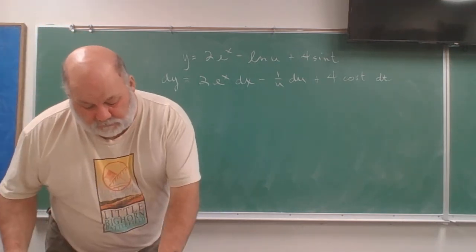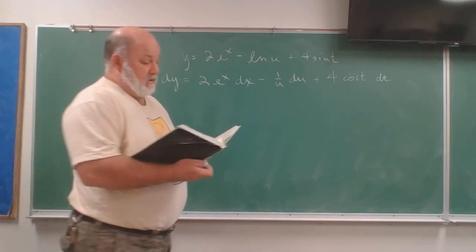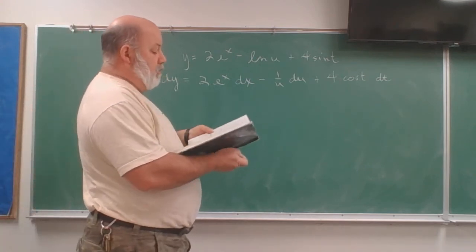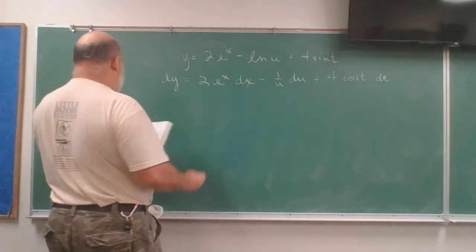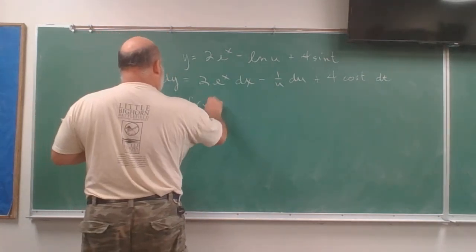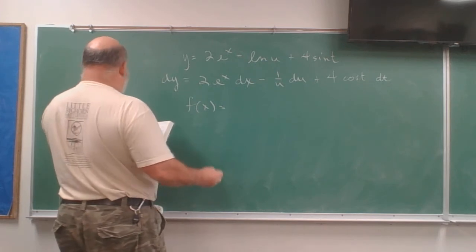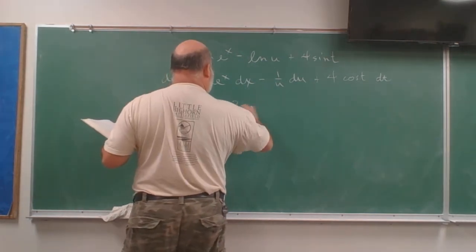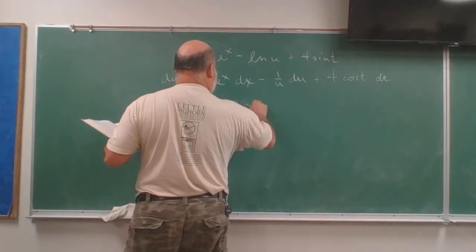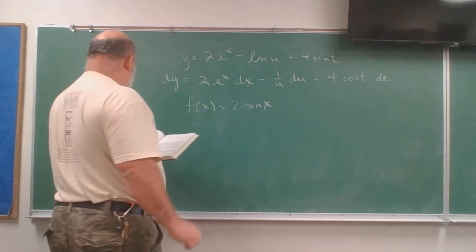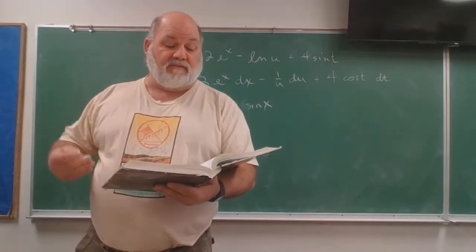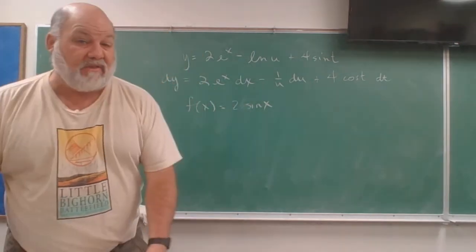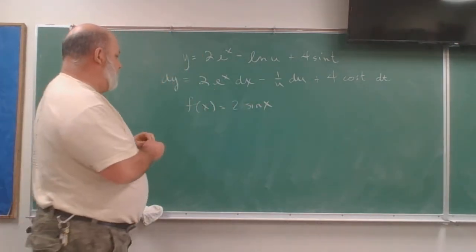Number 12. Well, actually, we'll come back to this one because it's a little bit more complicated. 13. If f of x equals 2 sine x, find f of x, find f prime of x, f double prime, f triple prime of x. Basically, find the first, second, and third derivatives.